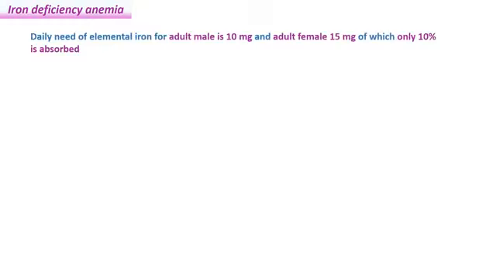Let us discuss iron deficiency anemia. Daily need of elemental iron for an adult male is 10 mg and for an adult female is 15 mg, of which 10% is absorbed. Iron absorption largely occurs in the duodenum and jejunum.